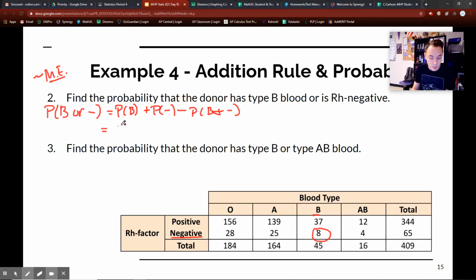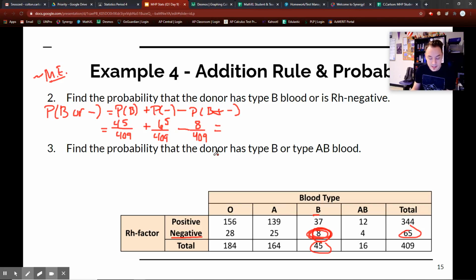What does this equal? The probability of B total is 45, so 45 out of 409. Plus, how many are negative? 65, so I just follow my chart there. So 65 are negative all over 409. Then I need to subtract out the overlap of those that are B and negative. The overlap is 8 out of a total of 409. So 8 individuals have negative B type blood out of the 409 individuals. I need to take that out in order to get my true probability.